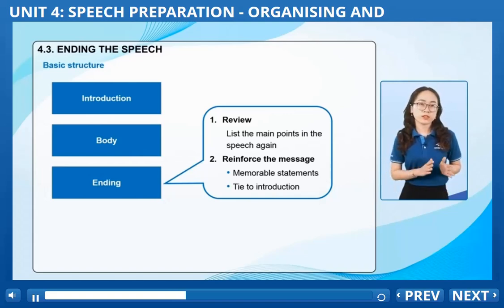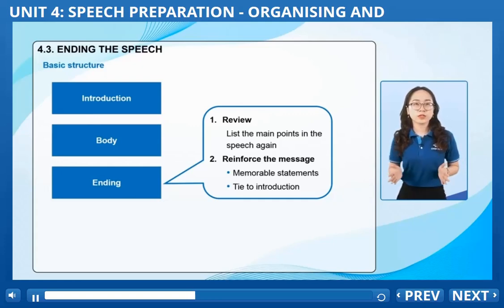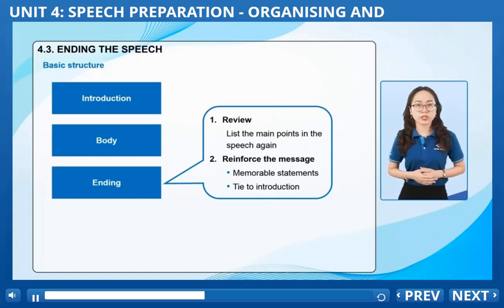So therefore, our ending normally contains 2 parts. So the first one is the review. So you need to list the main points of the speech again.